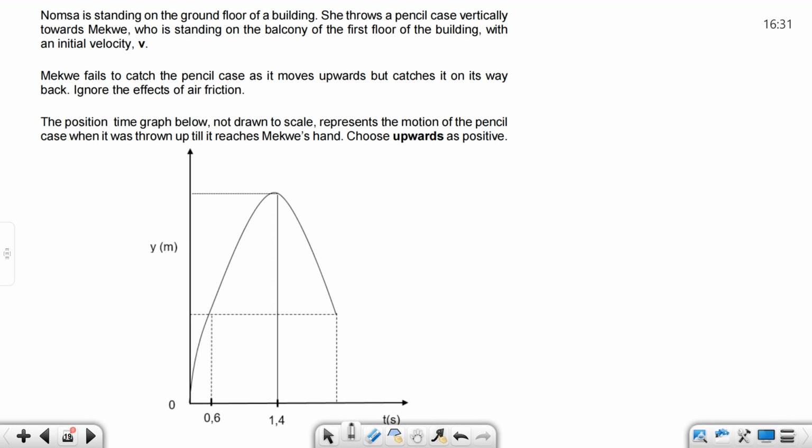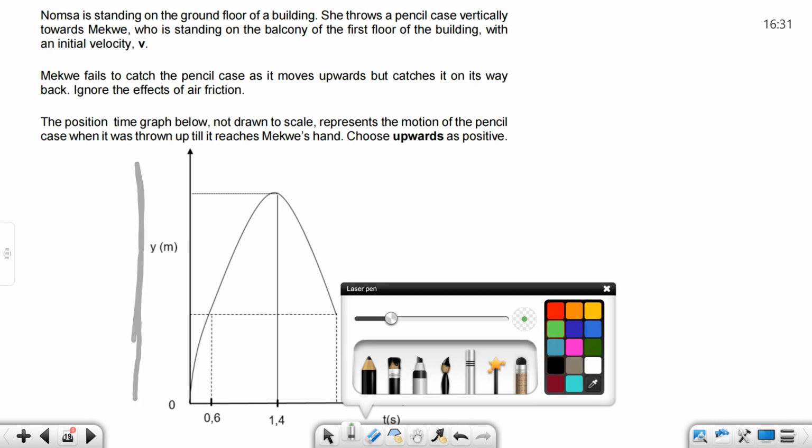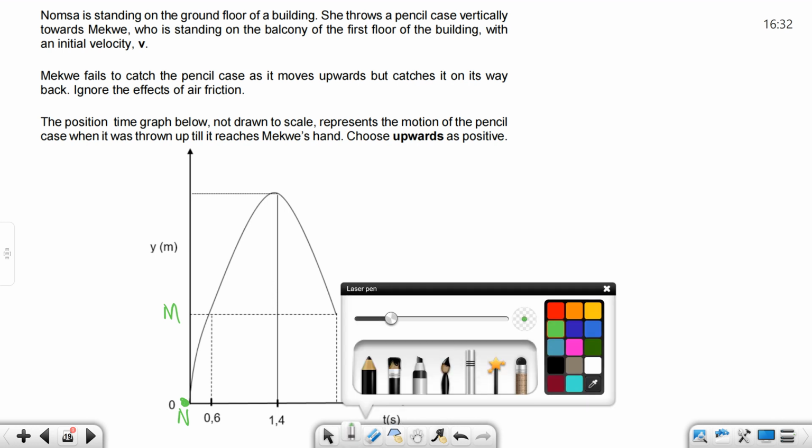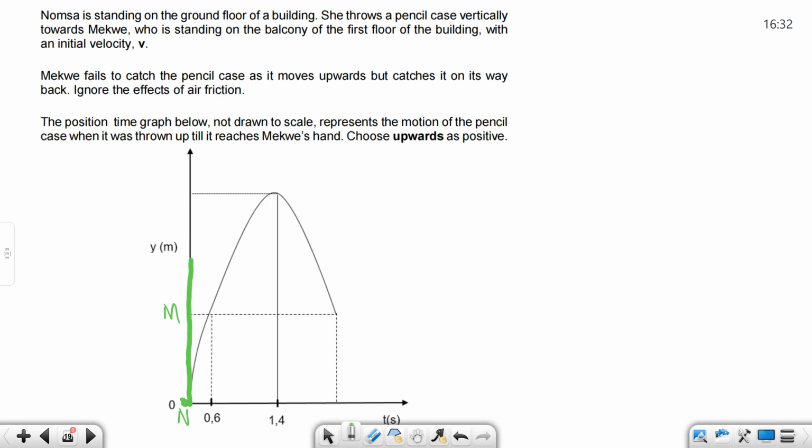No. So it's a vertical motion. The object went up and came down. So the other person is standing above. Someone is standing here, person one. Who's this? Nomsa, and Mekwe is standing here. Okay. So Nomsa throws the pencil case. It goes up, but past Mekwe's hand. So the pencil case becomes a free fall, gets the maximum height, comes back, and now Mekwe, being more professional, got the pencil case. All right. Yes, question?